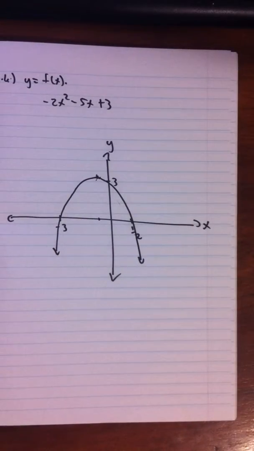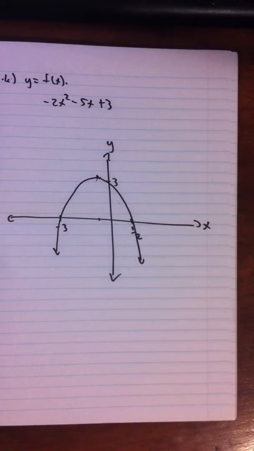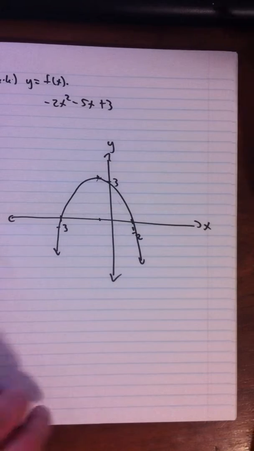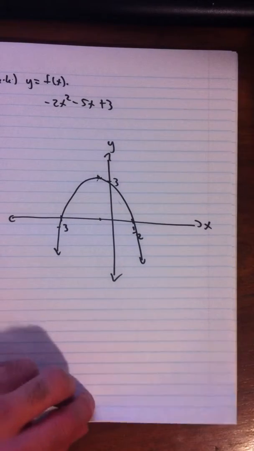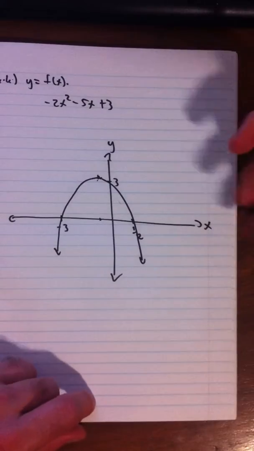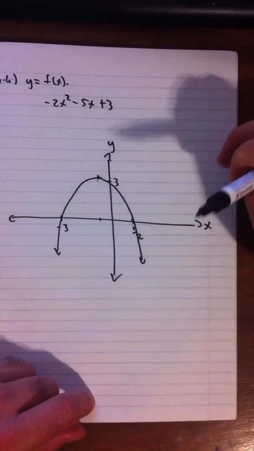And there you go. And we know that it has to be upside down, or a sad face as some like to call it, because of that negative a value. And that's all you need to know for a sketch graph: all the intercepts, the turning points, and asymptotes if there are any. Okay, and that's it for question 4.